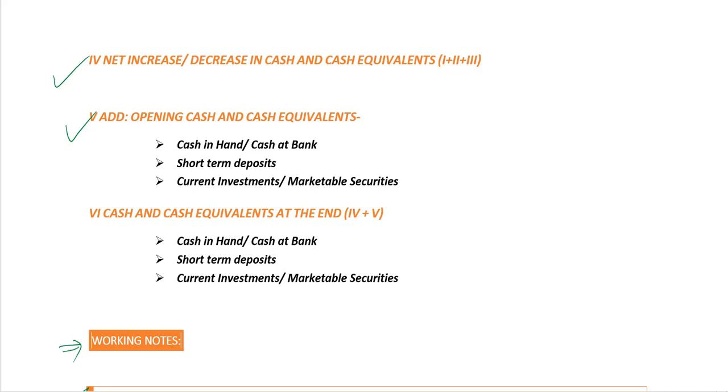Please remember to note that the answer of cash and cash equivalents at the end, which we will arrive at after adding item number 4 and after adding to that item number 5, the answer which we arrive at should tally with the closing cash and cash equivalents in the closing balance sheet of the company. And if it does not tally, then we know that the preparation of cash flow statement has not been done correctly.